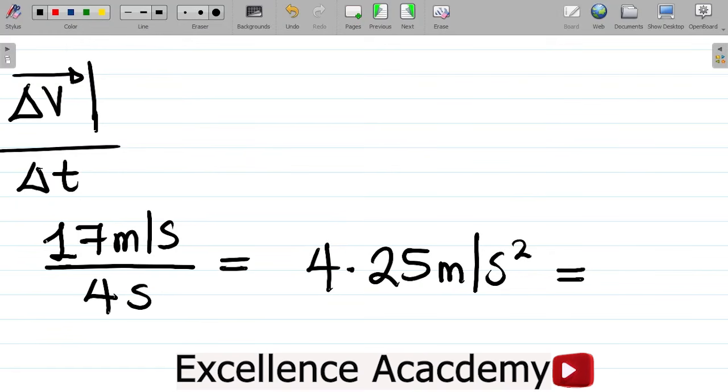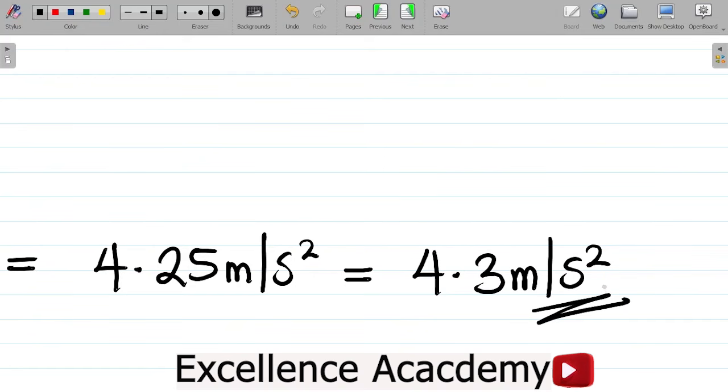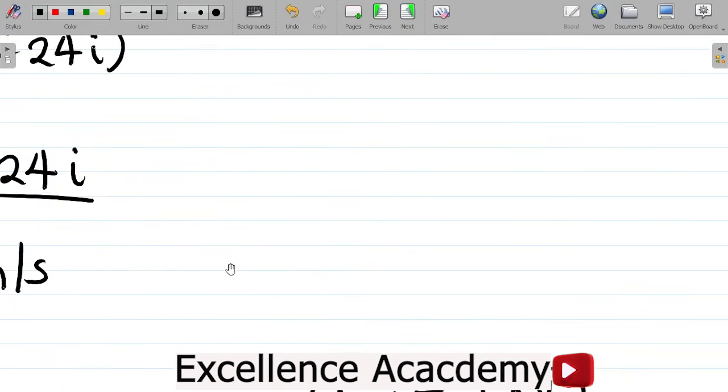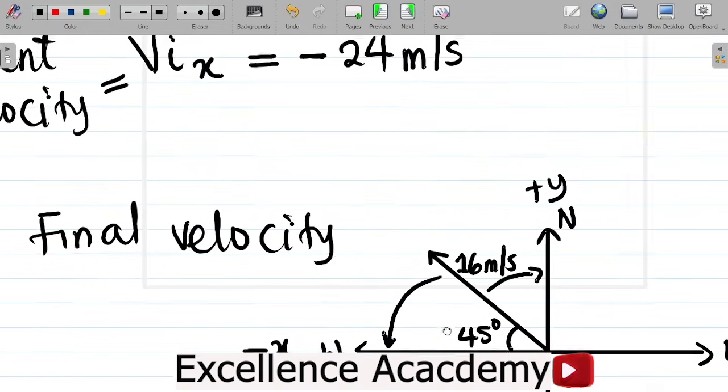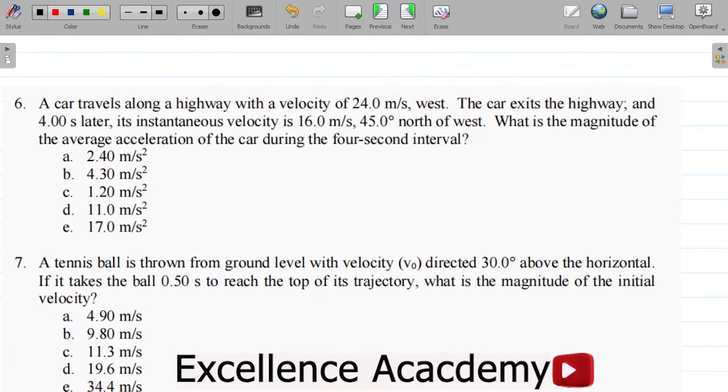But our values were given in one decimal place. So in one decimal place, this becomes 4.3 meters per second squared. So basically, this becomes the answer to the question. So let's check which option has 4.3 meter per second squared as the option. We can see that that's simply option B. So B has 4.3 meter per second squared. So that is the correct answer.